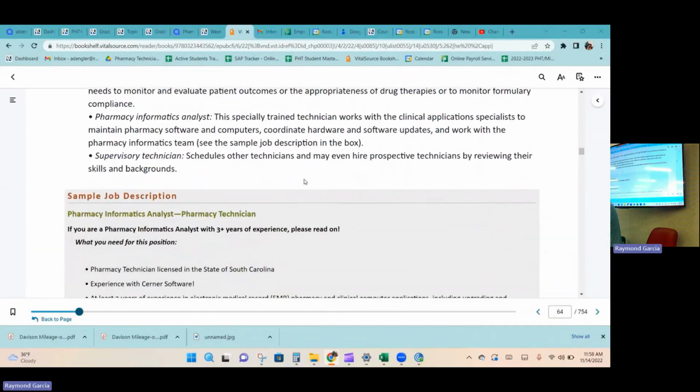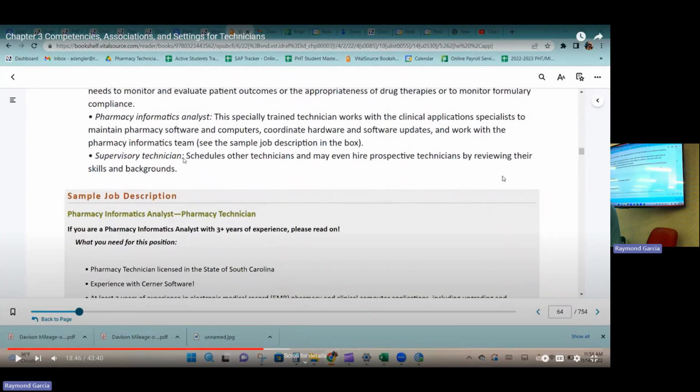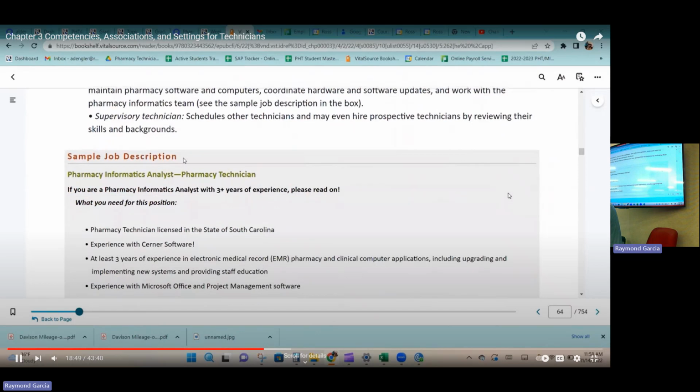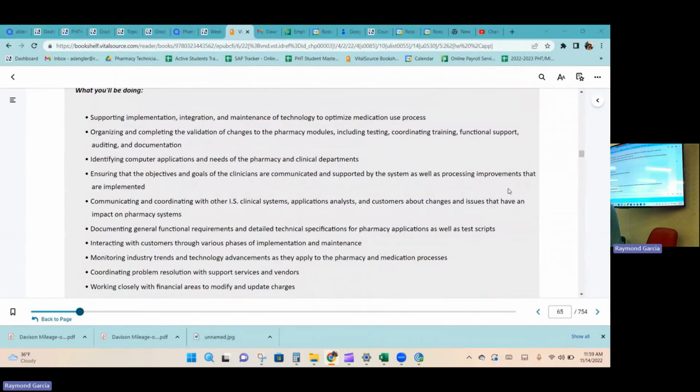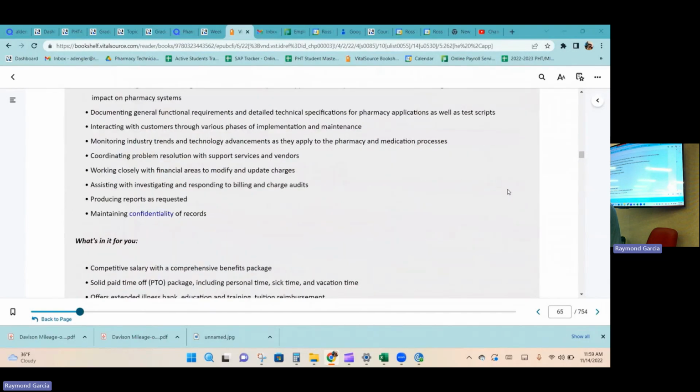Supervisor technician schedules other technicians and may even hire prospective technicians. So supervisory technician is more like a lead tech, set the schedule, watch over other technicians, and also train technicians. Skills and backgrounds. So this is just a sample job description for a pharmacy informatics analyst.